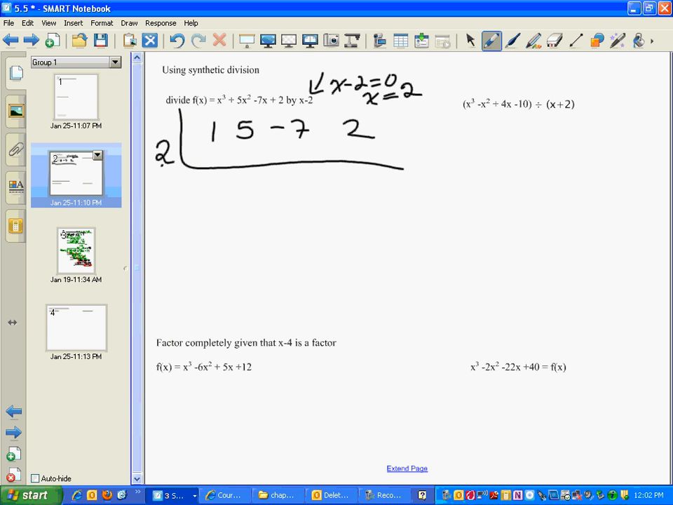Okay, now we just do the same thing. So what's the first thing that we do? Bring down the 1. Now I multiply the 1 by the 2, put it under the next coefficient, and add and get 7. And 2 times 7 is? Add and get the next value. This last value is your remainder.